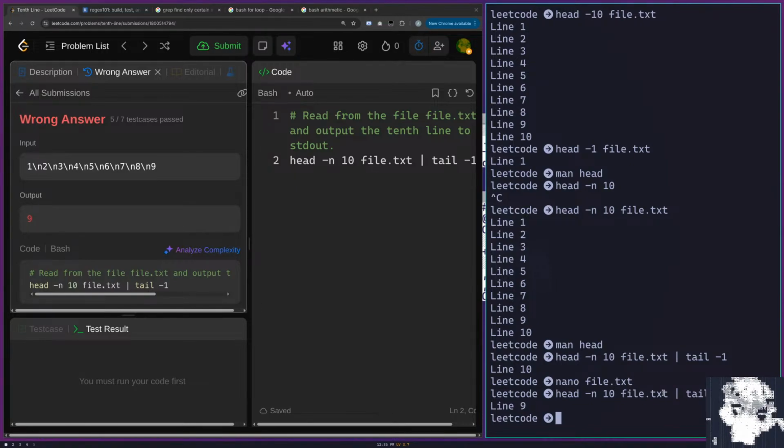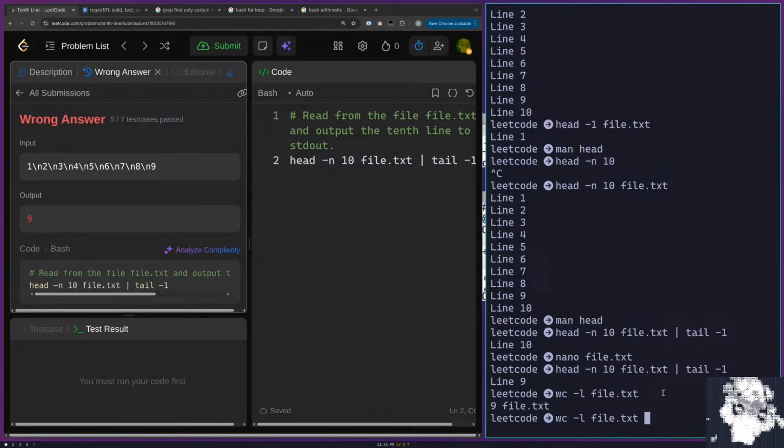So I could do like an if statement, I guess. It's like if grep for new line -c, or actually wc -l file.txt. Yeah, that tells me the number of lines, right?